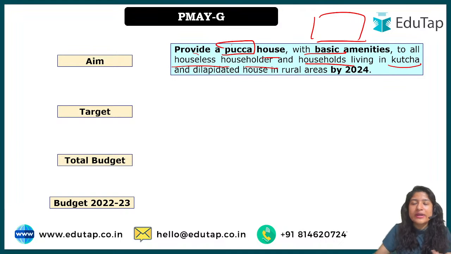It can be the two cases. Either they do not have houses at all, or maybe they have some kacha houses. Kacha houses means houses made out of mud, and the roof is of straw. All these are known as kacha houses, okay? And if there are broken houses, by the year 2024.